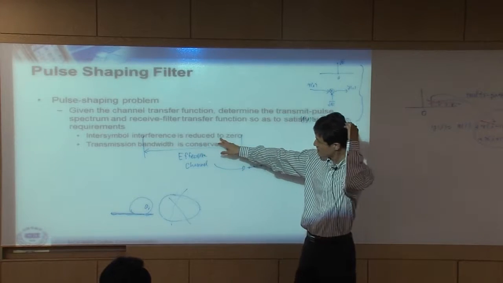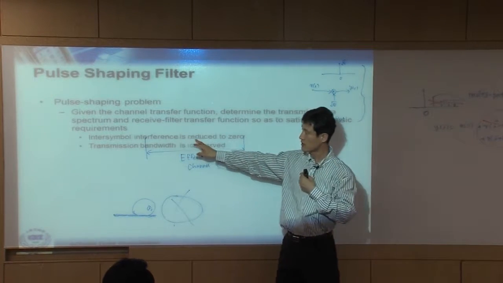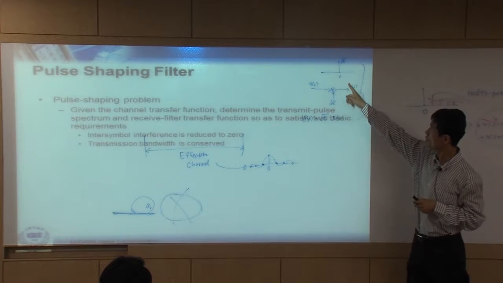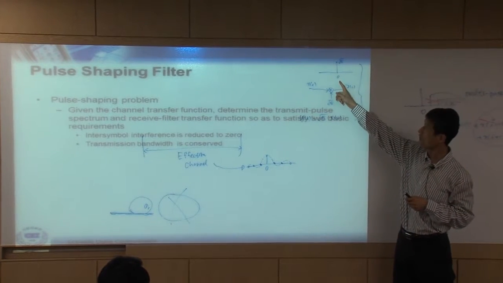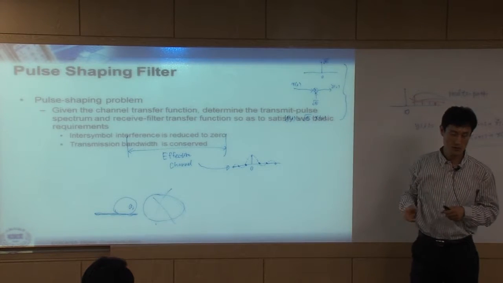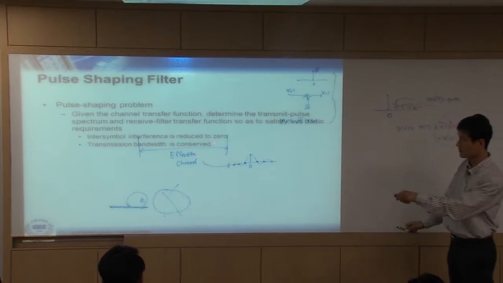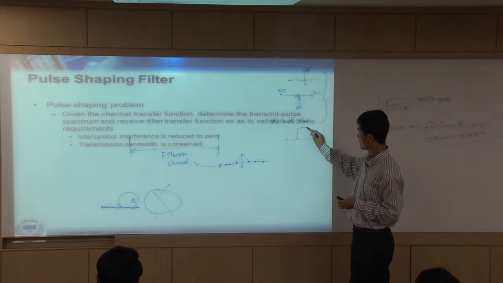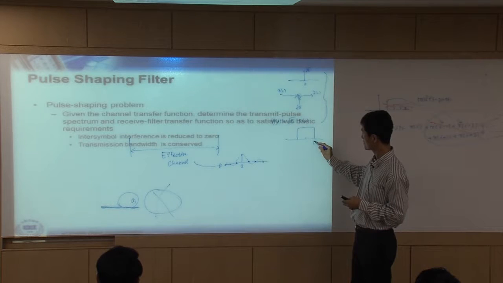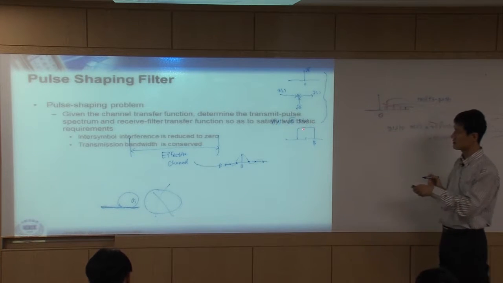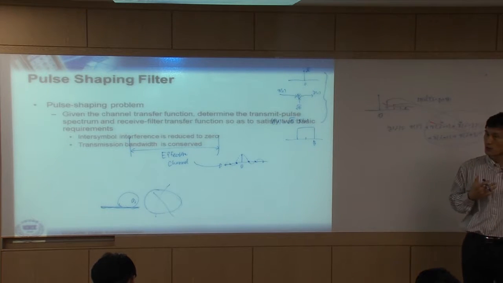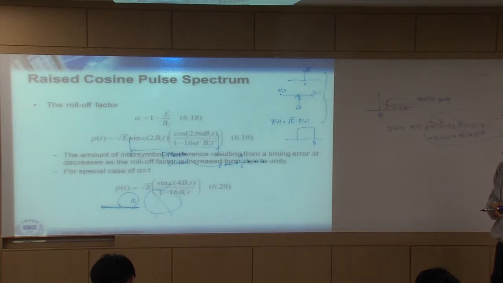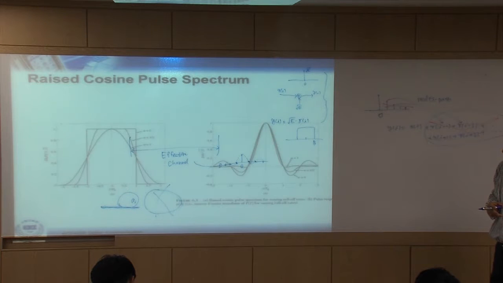The first goal is we want to make the intersymbol interference to be 0. That basically means we want to have this. Okay? If you have this impulse response, that means no ISI. That's our first goal. Second goal is that we want to make the frequency response to look like this. This is the frequency response of the channel we want. That's the second goal. Let's go all the way.